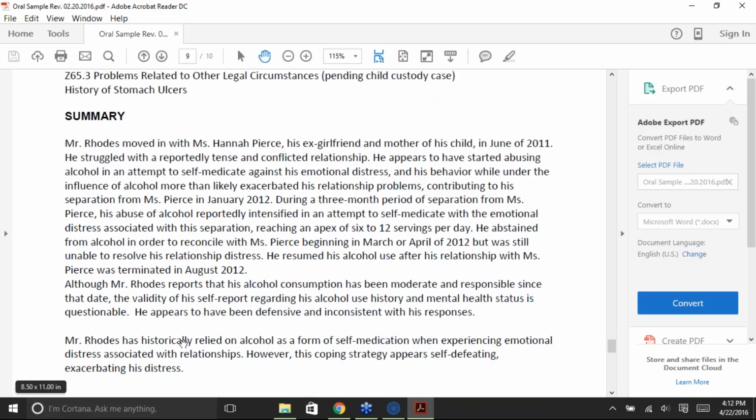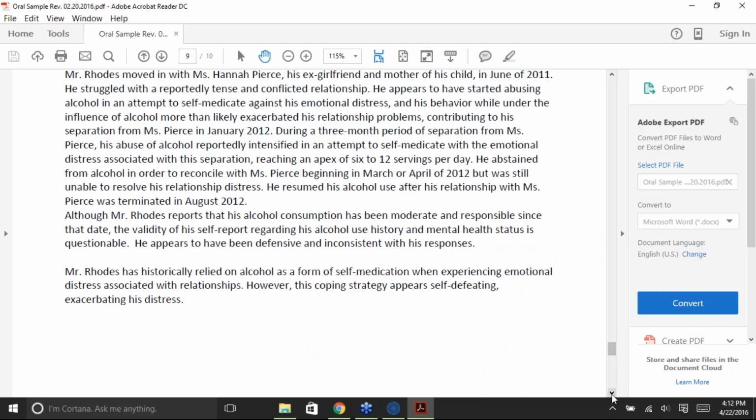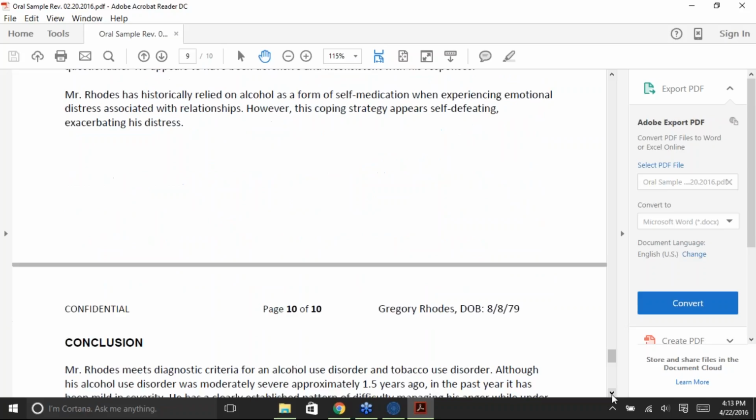Mr. Rhodes has historically relied on alcohol as a form of self-medication when experiencing emotional distress associated with relationships. However, this coping strategy appears self-defeating, exacerbating his distress. So here I give you my subjective opinion, my opinion based on the data that I collected. Now it flows nicely from the data, but it is still my conclusion, my opinion, my way of conceptualizing this case based on my experience and my knowledge base working with this client and as a mental health professional.